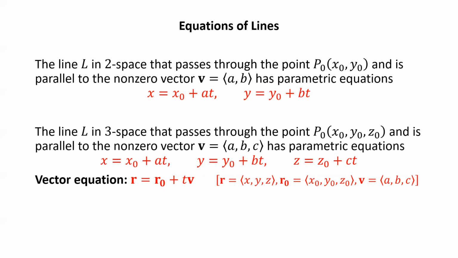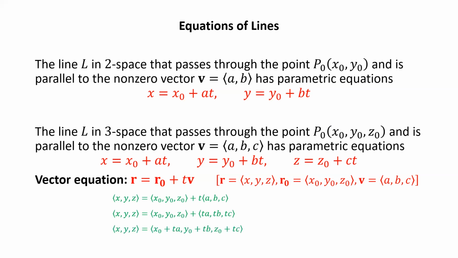Let's just verify that the vector equation leads to the same parametric equations in 3-space. So just doing direct substitution, replacing r by the vector xyz, r0 by x0, y0, z0, and v by the vector abc, we have this equation. Now we could use the definition of scalar multiplication to bring the t inside of the vector abc, right? T times abc is the vector ta, tb, tc. And now we can use the definition of addition to add those 2 vectors on the right to get x0 plus ta, y0 plus tb, z0 plus tc.